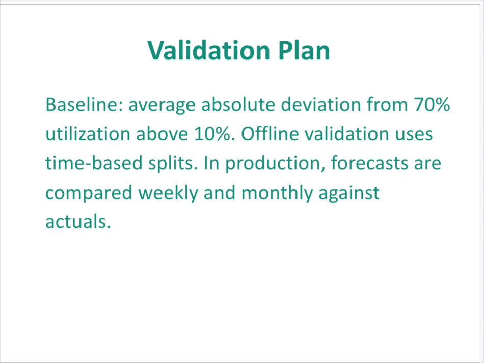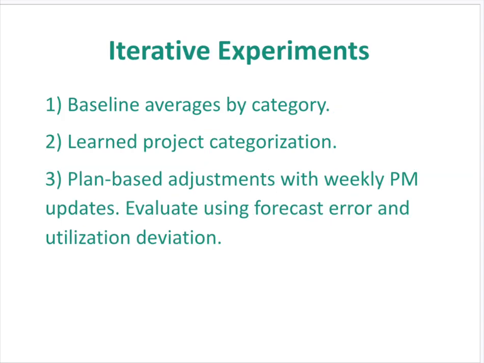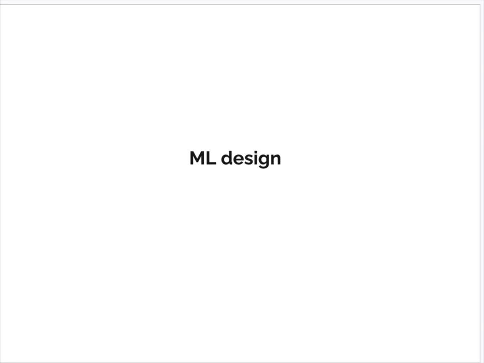In production, we will compare forecasts with actual hours on a weekly and monthly basis. We will make iterative experiments, first with baseline averages by category, then project categorization, finally plan-based adjustments with weekly PM updates. And we will evaluate the experiments looking at the forecast error and utilization deviation.